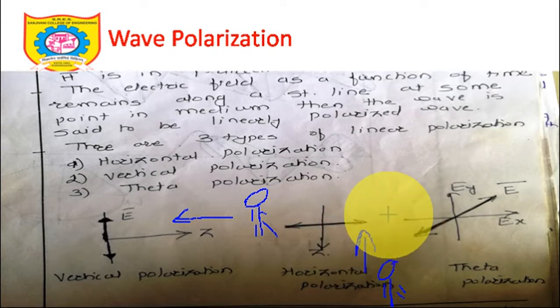Is there any case of angular polarization or theta polarization? Yes, here it is. In the earlier case which we discussed, we have an Ex component and an Ey component, and now the wave starts propagating in this direction, something like this.